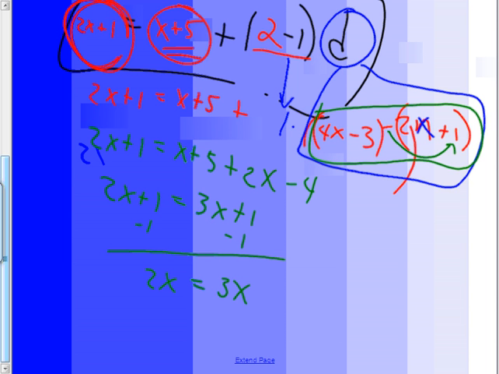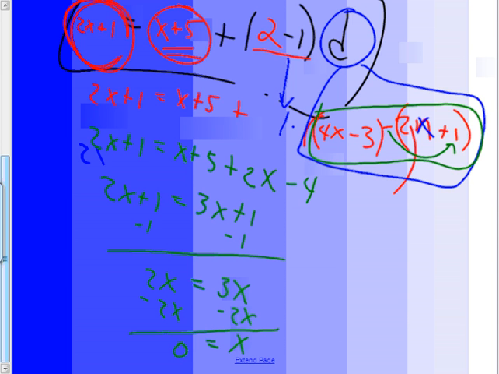What? I'm not saying it's wrong. I'm just, okay. So how do I get the x's onto the one side? They got to all be together, right? So how about we subtract 2x? And I get 0 equals x. X equals 0? Could that be right?